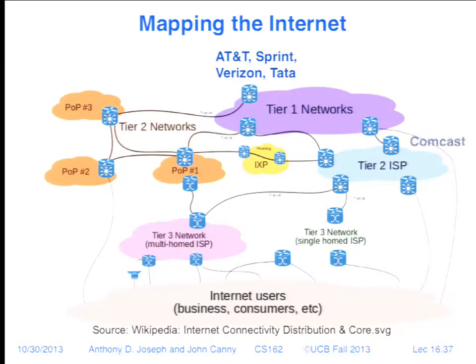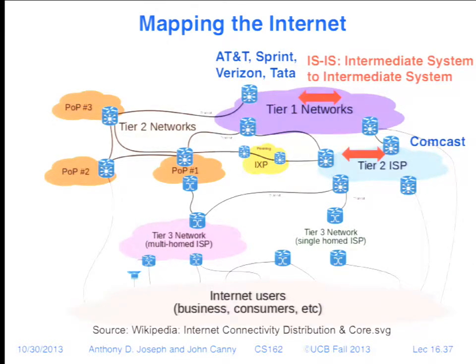All right, so at the next level down, they're often regional entities, or Comcast, they're national, but they're relying on some of the other providers here for their tier one service. They don't implement end-to-end networking of sufficient bandwidth to be a tier one provider.